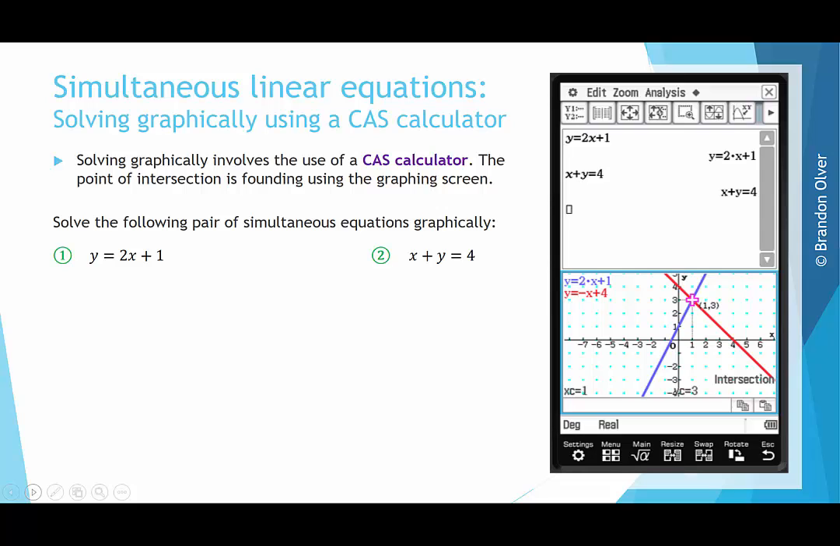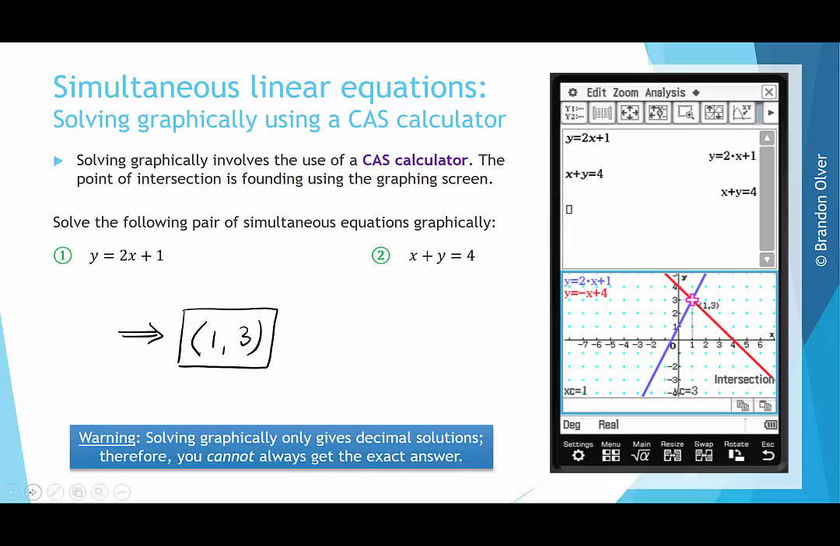So x is 1 and y is 3 is the solution. So from the graphical point of intersection, we see that x is 1 and y is 3. So that is the solution to this set of simultaneous equations. Just a warning that when we solve graphically on a CAS, it will only give decimal solutions. Therefore, you cannot always get the exact answer. For example, if x turned out to be 8 divided by 7, or a fraction that gave a decimal answer, then it would only give the decimals, not the fraction answer.